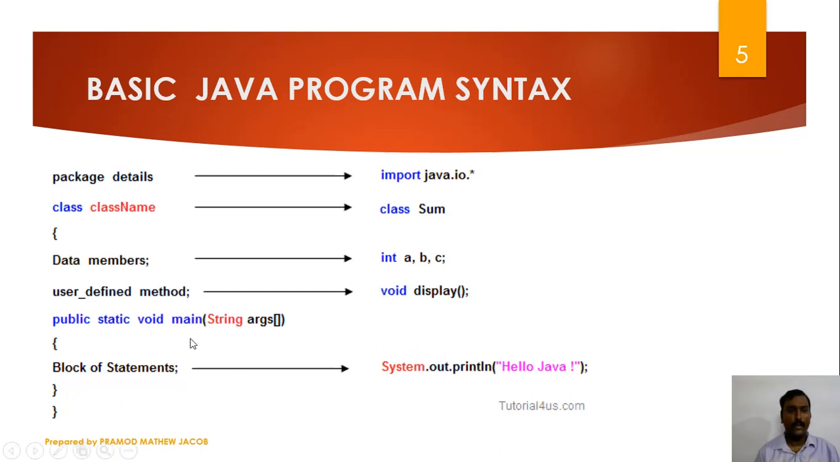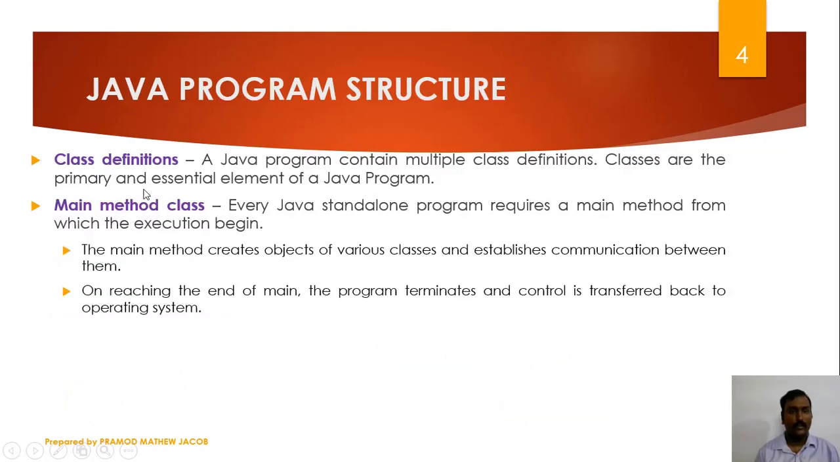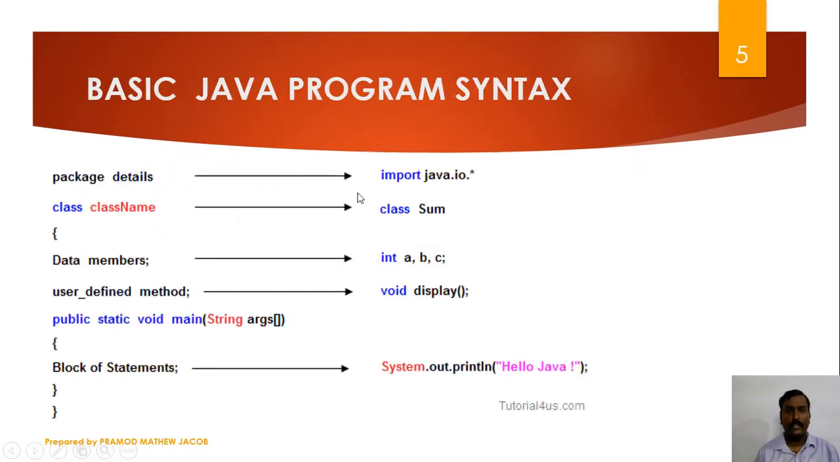Then we are writing the main function inside the class. Though the main function public static void main string args is defined inside the sum class, this sum class is termed as the main method class that we discussed in the previous slide. So in this program, sum is the main method class because public static void main or the main method is defined inside the sum class.